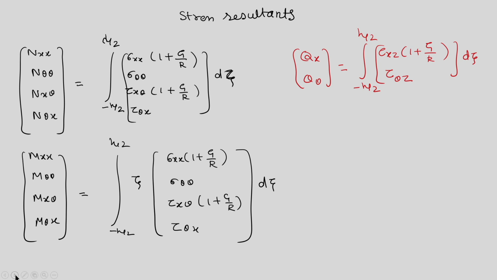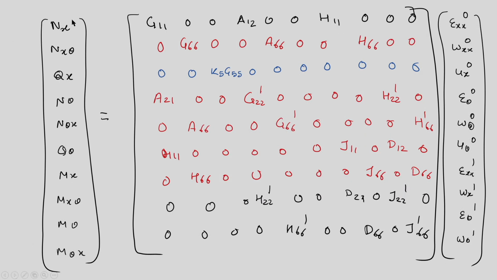Stress resultant is similarly defined as we defined in the previous case. Now, ultimately this shell constitutive relation is presented like this: nx, nx theta, qx, n theta, n theta x, q theta, mx, m theta. They are arranged in a matrix form, and these are the coefficients of the matrix, and these are the strain components. These are the different components, arranged such that we get a matrix like this.